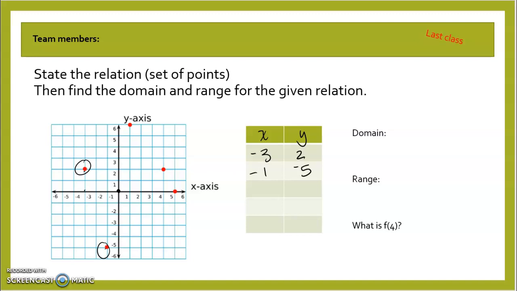Here we have 1, 6, and 0, 5, and 4, 2. There we go. There's all of our coordinate points.